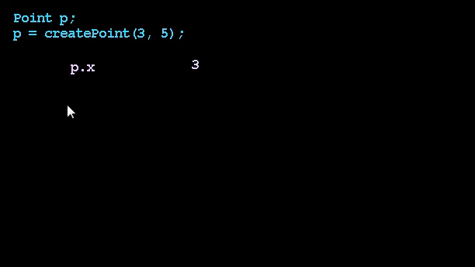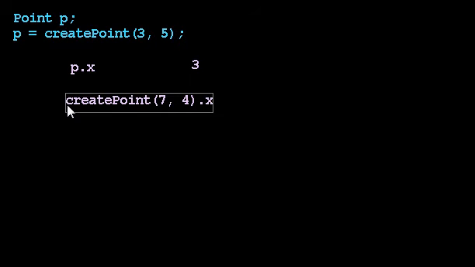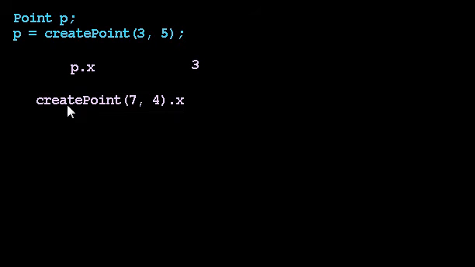Okay, what if I ask create point 7, 4 dot x? Can I do that? Can we say create point 7, 4 dot x? Sure, because create point 7, 4 is an expression that evaluates to being a point object, and I can then ask the point object for its x-coordinate, and I think you can guess what that x-coordinate should evaluate to be, right? It should be 7. Okay, let's keep going though.